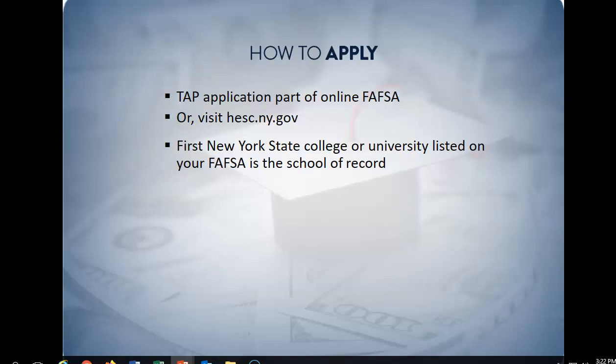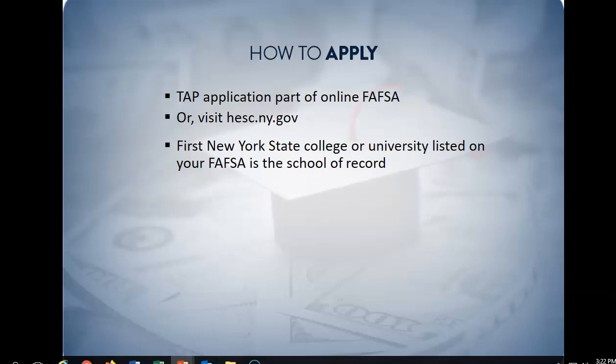I already discussed how to go about and apply this. Now, on the FAFSA, you will list up to 10 schools. Whichever is the first New York State school that is listed on your FAFSA will be transferred over to New York State, and that will be the school of record on your TAP.